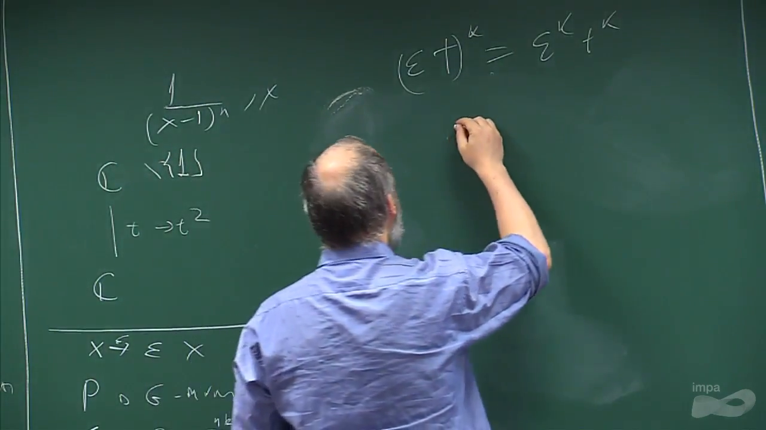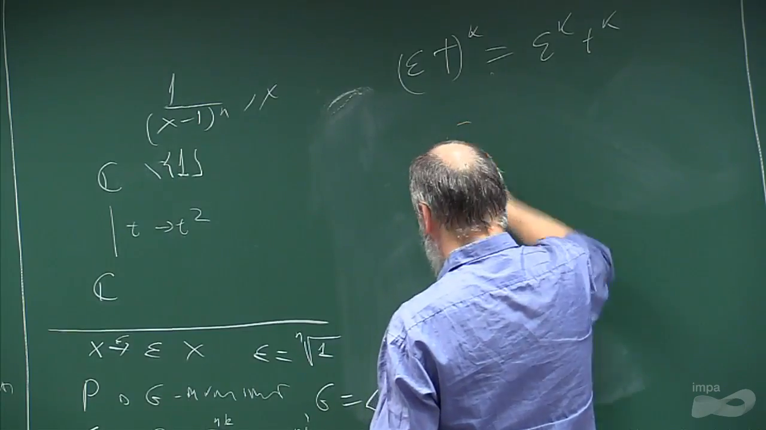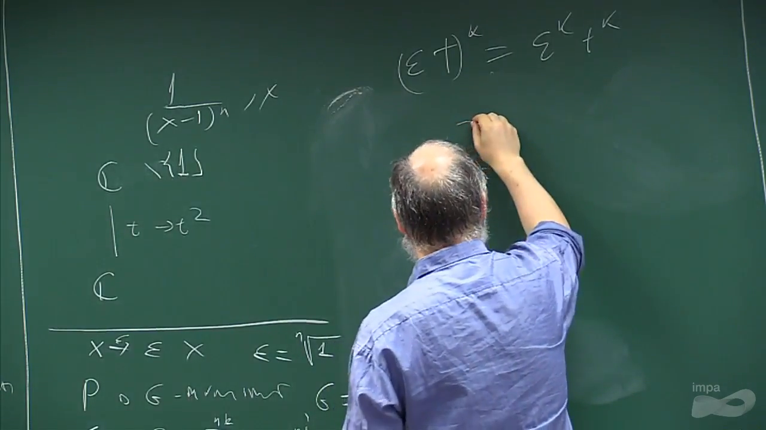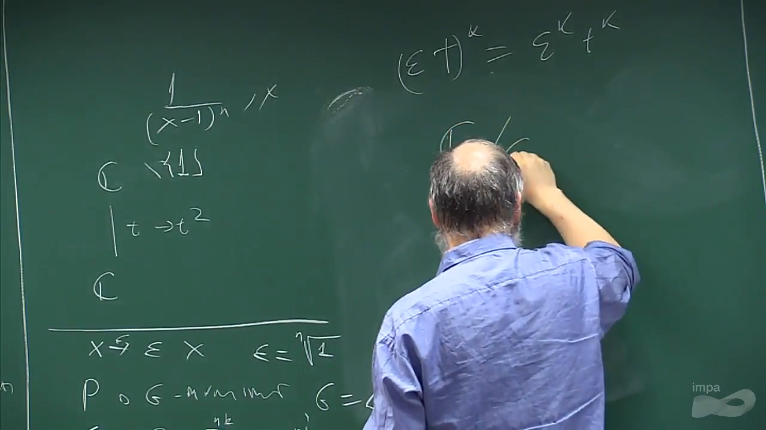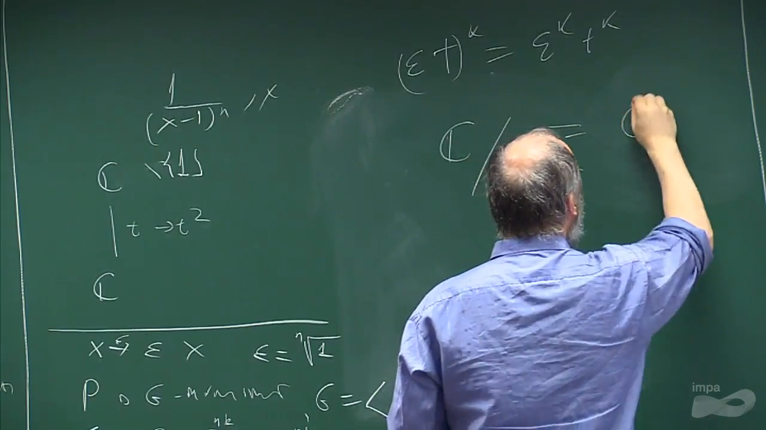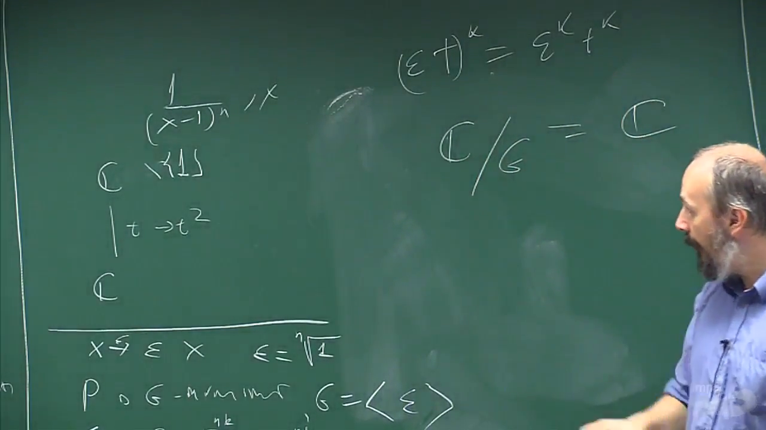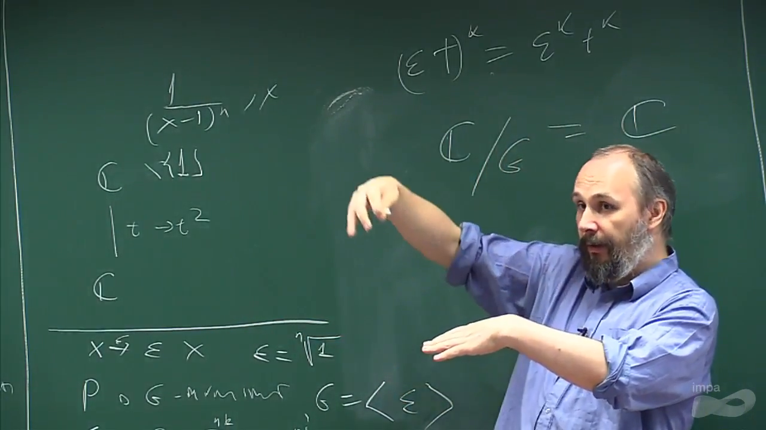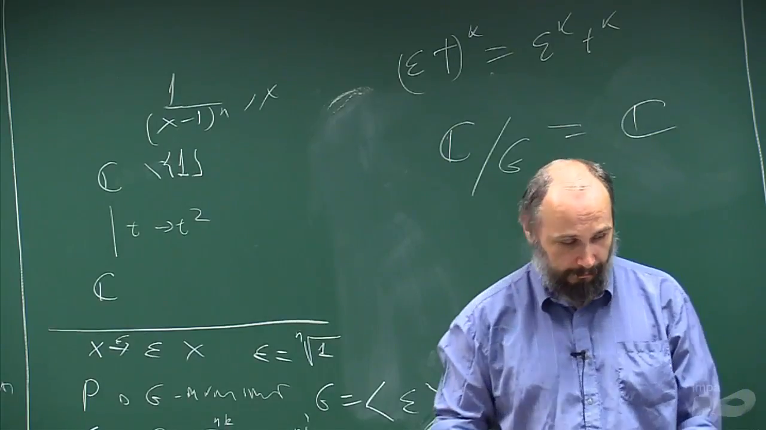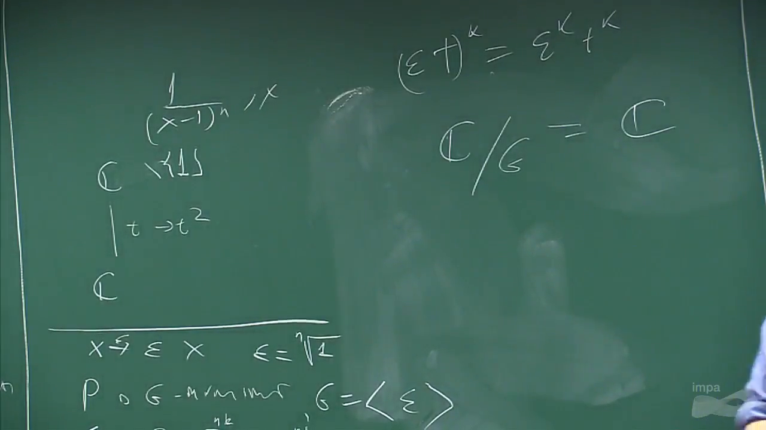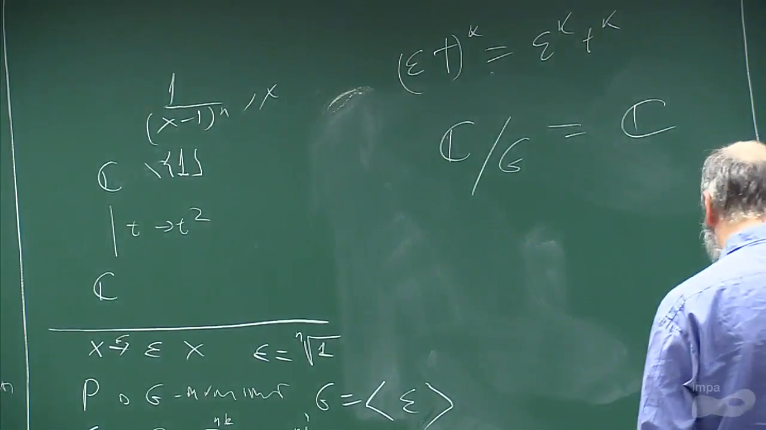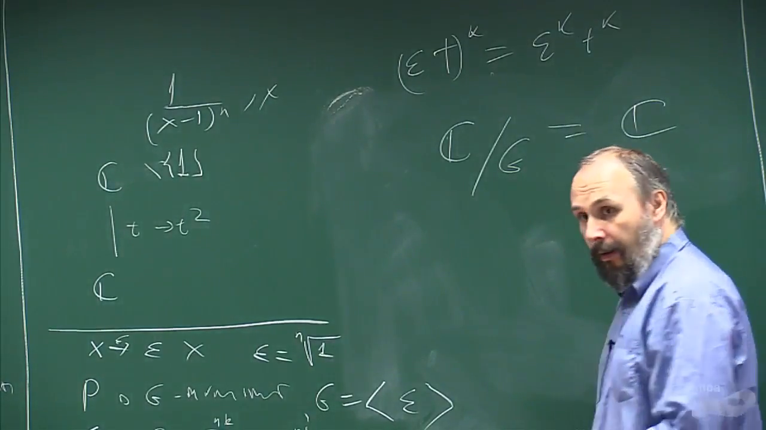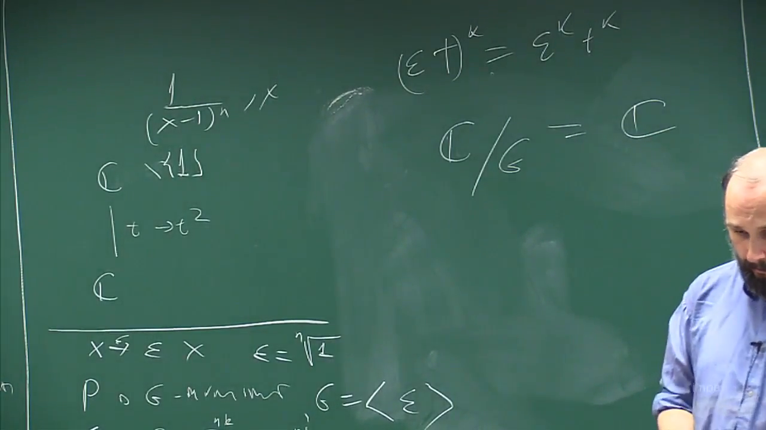But this is again a ring of polynomials. This means that the quotient of C by G is just C. And this is this kind of map, like an n-sheeted cover of C by itself. Am I clear so far?